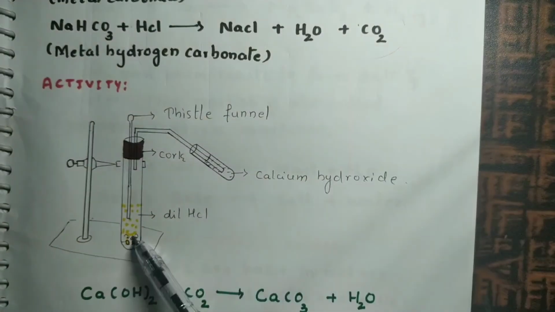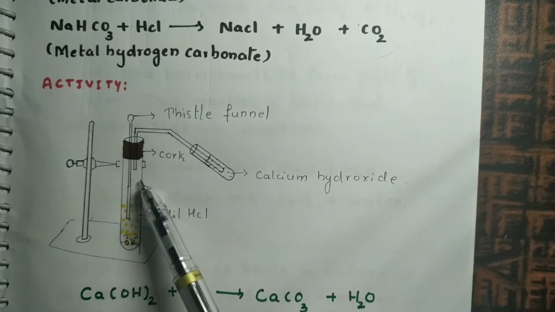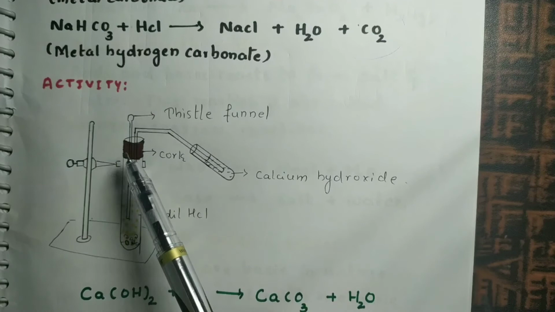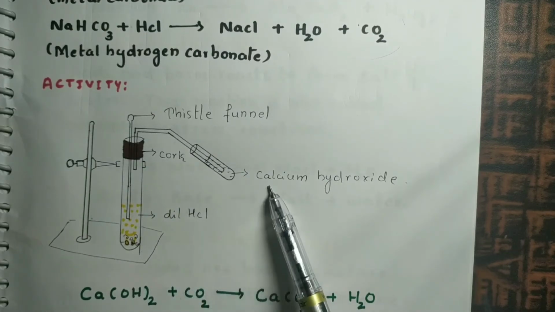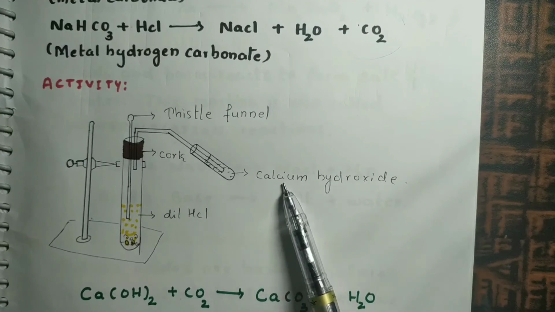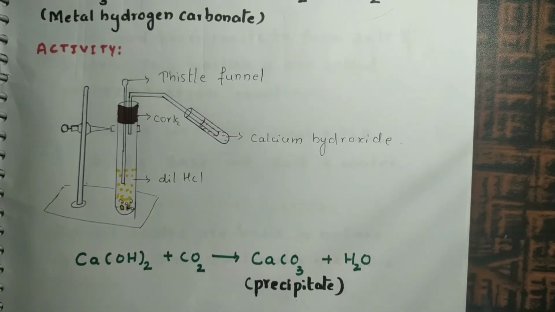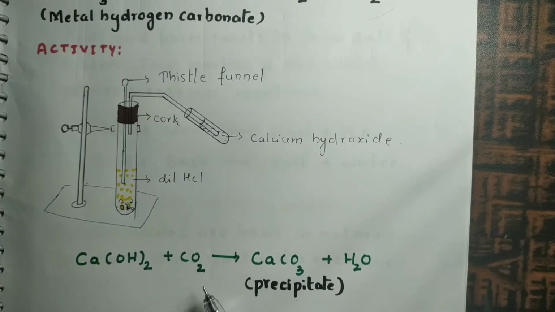sodium chloride and also water. Along with that they produce some gases. The gases pass through here as it is closed completely with a cork. It will pass through here and then into the calcium hydroxide. Calcium hydroxide on reacting with carbon dioxide always forms a precipitate, that is calcium carbonate. Calcium hydroxide on reaction with CO2, that is carbon dioxide, forms a precipitate called calcium carbonate.